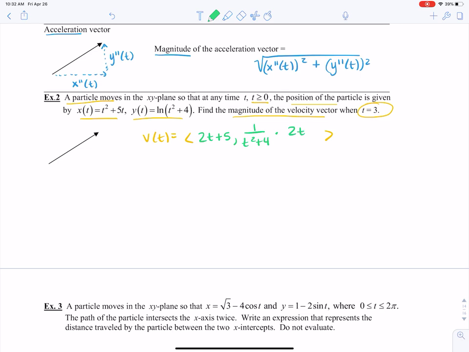Now it has asked me to find the magnitude of the velocity vector at t equals 3, but you should probably start by just finding the velocity vector. So if I plug in 3 at t equals 3, 2 times 3 plus 5, and 2 times 3 over 3 squared plus 4 is going to give me the velocity vector of 11 and 6/13.